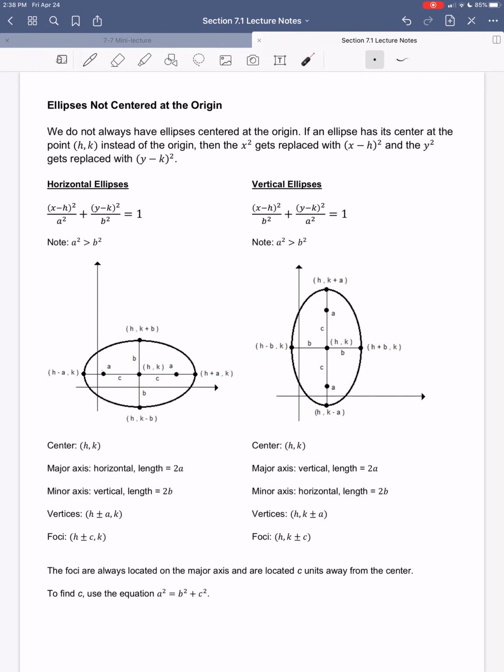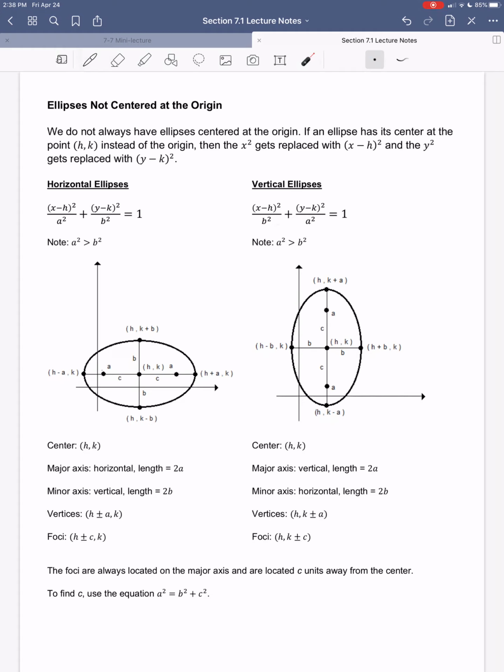All right, well, we don't always have ellipses centered at the origin. If the ellipse has its center at the point (h, k) instead of the origin, then x squared gets replaced with (x minus h) squared, and the y squared is replaced with (y minus k) squared. So for a horizontal ellipse, it looks like this. Instead of just x squared over a squared, it's got (x minus h) squared. And instead of y squared over b squared, it has (y minus k) squared. Notice for a vertical ellipse, the a squared and the b squared just switch.